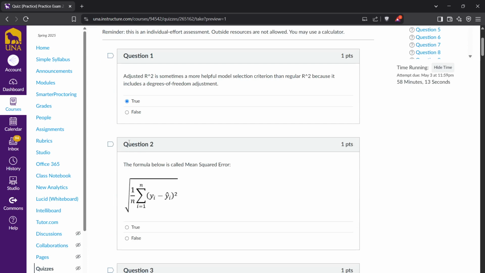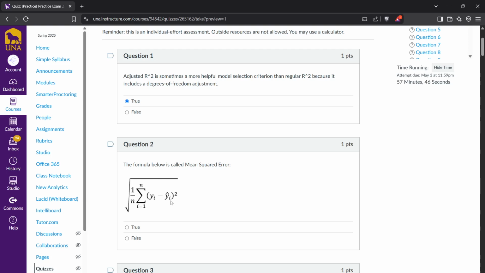Question 2. The formula below is called mean squared error. Now I love mean squared error because it's one of my favorite class of statistics: statistics where the formula for the thing is in the name of the thing. So if it's mean squared error, I should be looking for the average of the squared errors. So I see some squared errors here. I've got yi minus yi hat. Yi hat is the fitted value from some sort of a model.